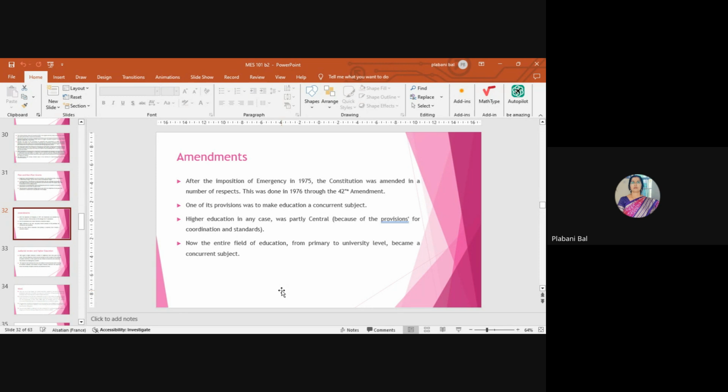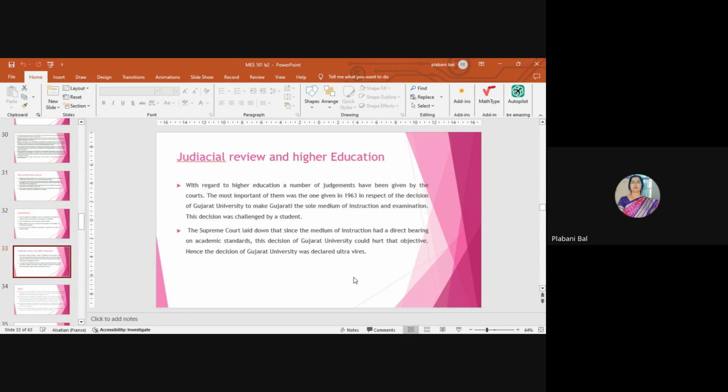And what about judicial review? Judicial review and higher education: we know that with regard to higher education, a number of judgments have been given by the courts. The most important of them was in 1963, in respect of a decision by Gujarat University to make Gujarati the sole medium of instruction and examination.